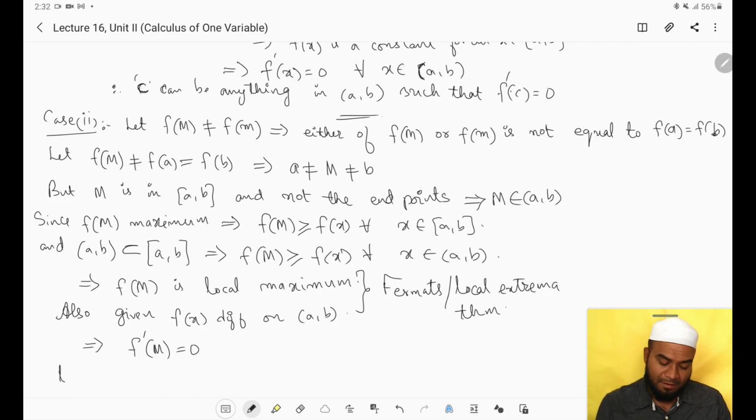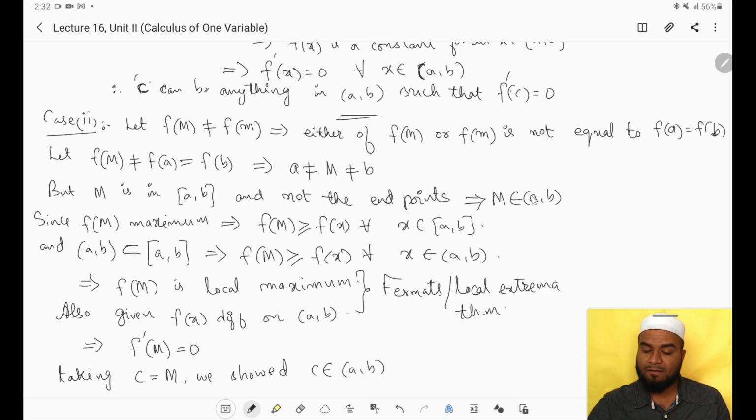Now I need a c, no? That c I am considering as M. So c equals M. We have proved that c belongs to the open interval a comma b, because we have proved that M belongs to the open interval a comma b. So if I take c as M, then c will be in the open interval a comma b, such that f dash of M is 0. This implies f dash of c will be 0, right? That is what we had to prove, and we have proved that.